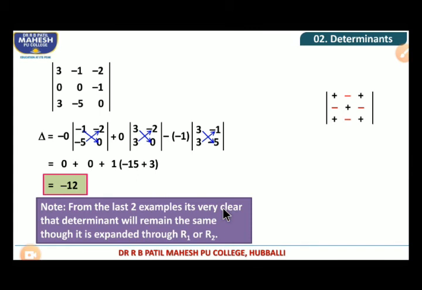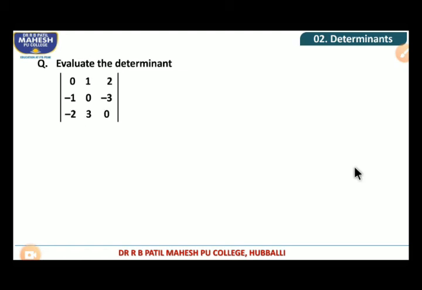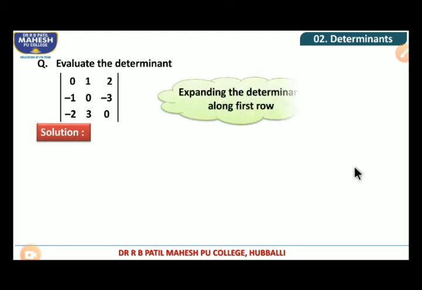Note: from the last two examples, it is very clear that the determinant will remain the same, though it is expanded through R1 or R2. So, we will consider one more example. Evaluate the determinant containing the elements 0, 1, 2, -1, 0, -3, -2, 3, 0. So, solution: already told you, generally we expand the determinant along R1, means the first row. That first row contains the elements 0, 1, 2.